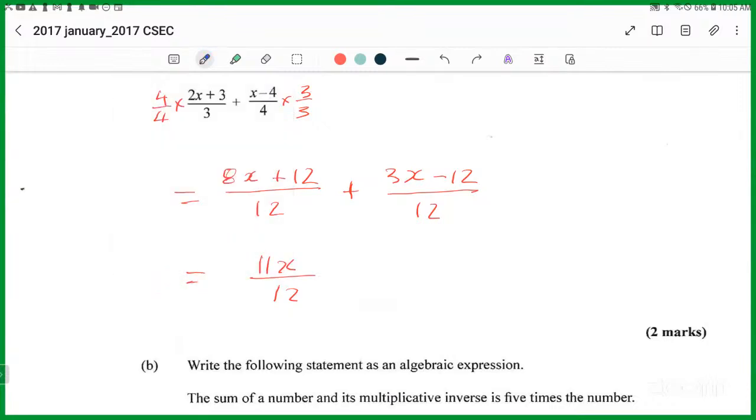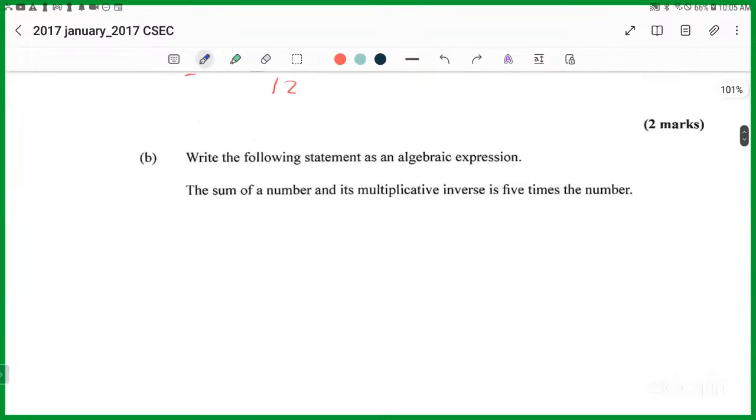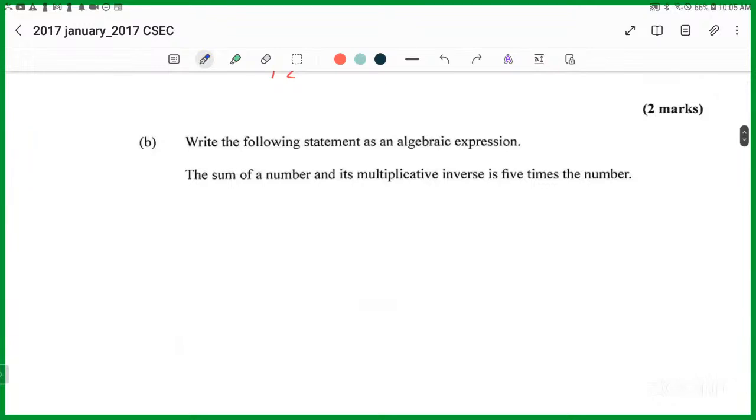All right. Down here it says write the following statement as an algebraic expression. So basically interpreting this statement and putting it as an algebraic expression. It says the sum, meaning you're adding, of a number and its multiplicative inverse is equal to 5 times the number. Let's set it up. The sum means that you're adding a number. Let's call that number n, or we can call it x. So we're going to be adding the multiplicative inverse of n, which is 1 over n.